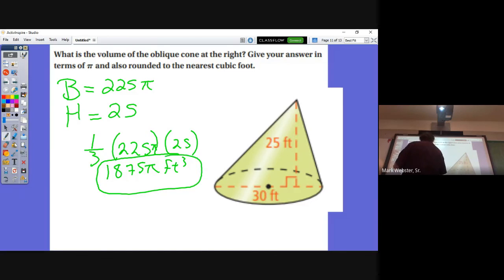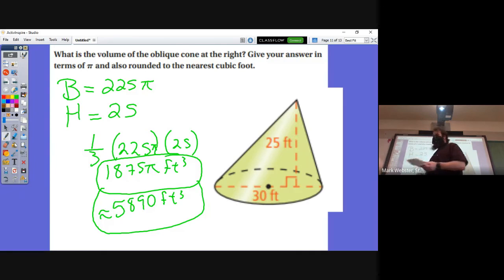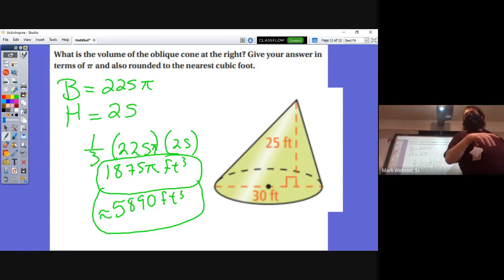And then they say round it to the nearest foot. So take 1875 in the calculator times the pi button. Nearest cubic foot, we end up with 5,890 feet cubed, approximately. These two represent the same quantity pretty much, right?